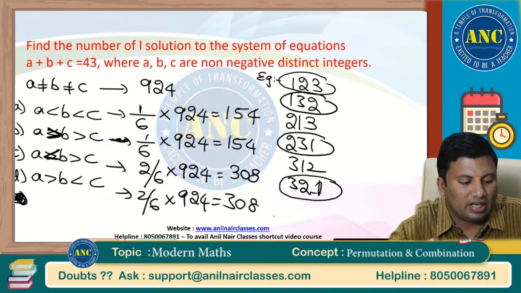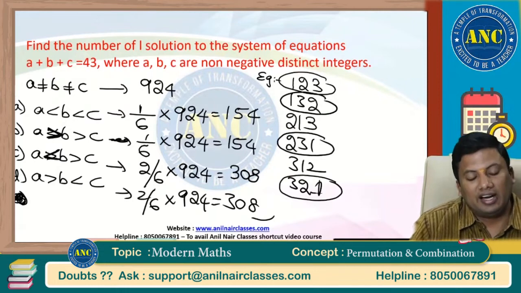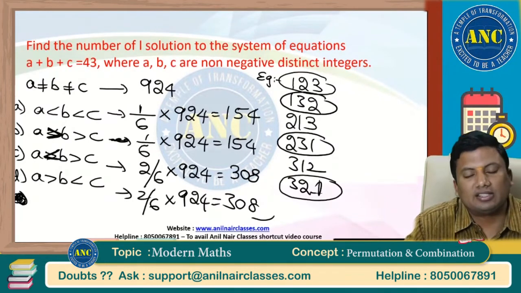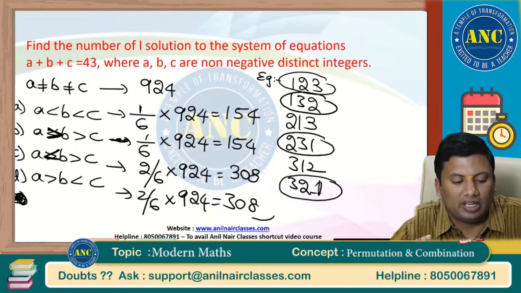I hope it is clear. He might also ask you A less than B less than C, A greater than B greater than C, A greater than B less than C, A less than B greater than C. So these are the total 6 cases. I hope it is clear.